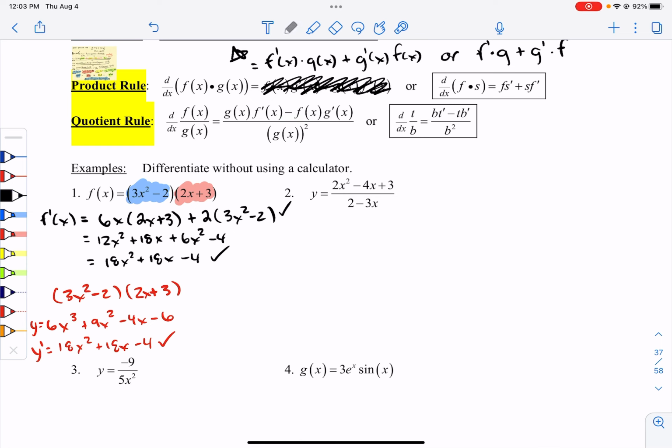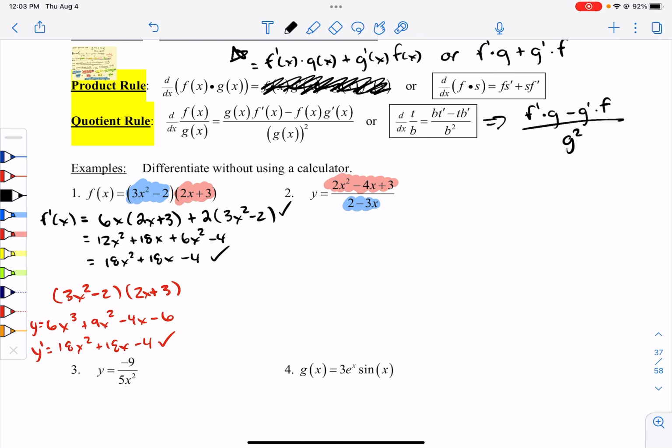Okay. So the way that I like to write it is like this. I like to write f prime times g minus g prime times f, divided by g squared, which is kind of what's in the box, right? f prime of g minus g prime of f, and then divide it by g squared. So let's try that on number 2. So y equals 2x squared minus 4x over 2 minus 3x. So this is my f, this is my g.